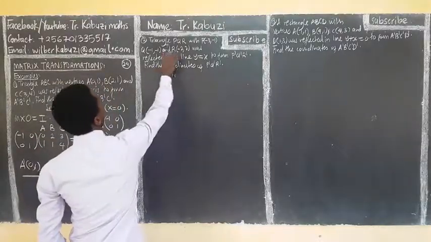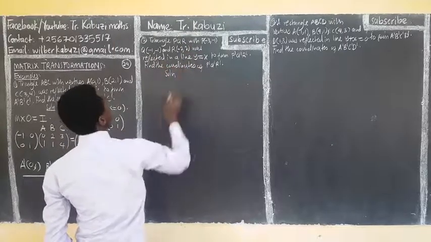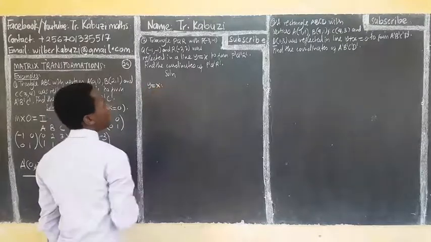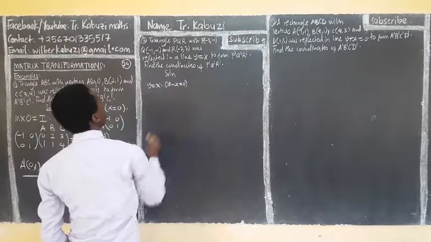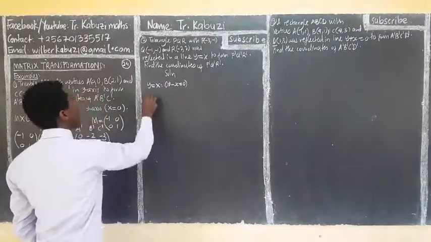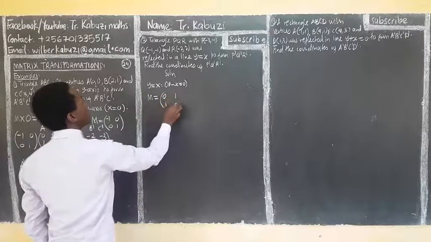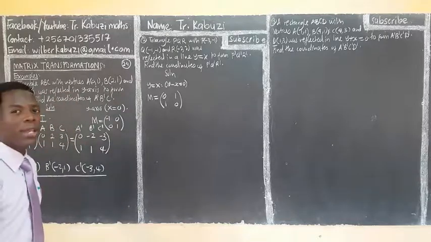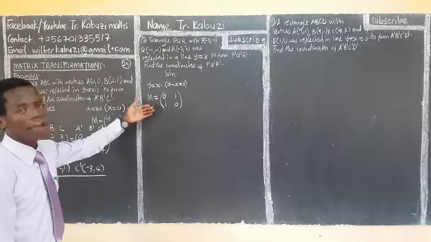Then from here, we start our next solution. They are telling us that triangle PQR with the vertices was reflected in the line y equal to x. You know that the line y equal to x is the same line as y minus x equal to 0. And we say the matrix for this line is M equal to (0, 1, 1, 0). This was our matrix for y equal to x. You need to be knowing them. If you don't know them, I showed you how to derive them.